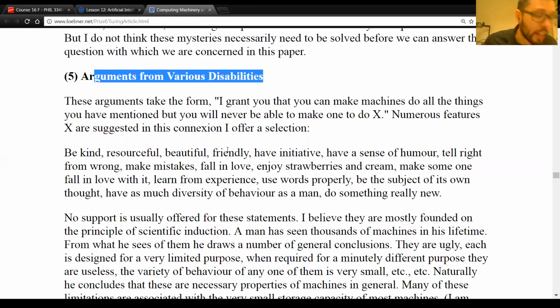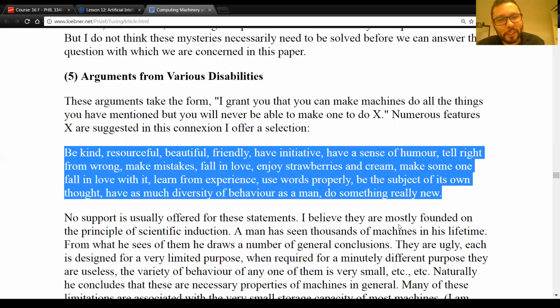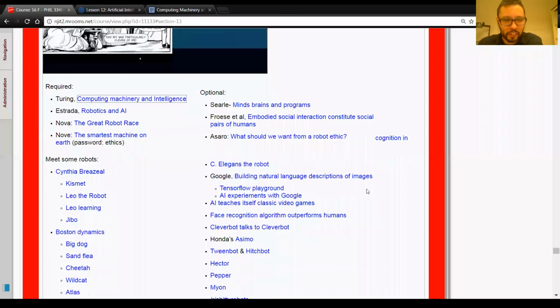Searle thinks machines can understand, but lots of people give all sorts of different things that machines can't do. They can't have emotions. They can't fall in love. Turing gives us a little list. Machines cannot be kind, cannot be resourceful, beautiful, friendly, have initiative, have a sense of humor, tell right from wrong, make mistakes, fall in love, enjoy strawberries and cream, make someone fall in love with it, learn from experience, use words properly, be the subject of their own thoughts, have as much diversity of behavior as man, or do something really new. The machines can never do these things. A big list of things the machines cannot do.